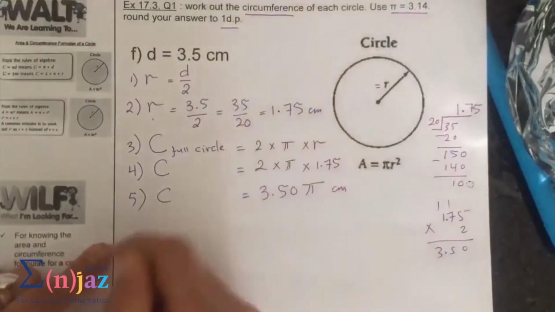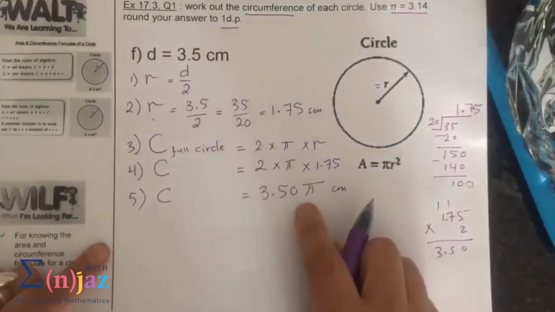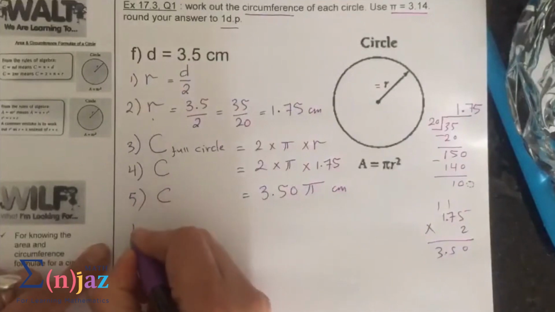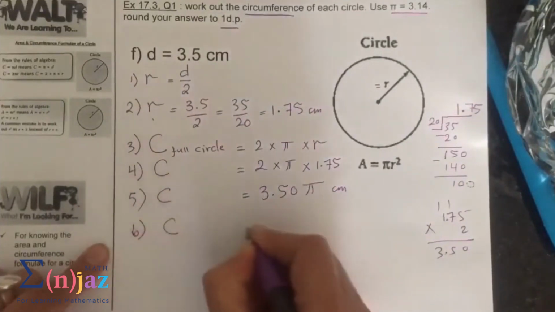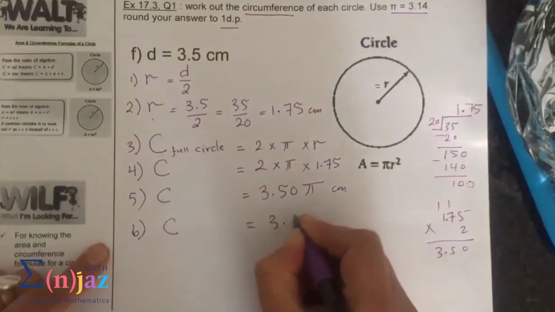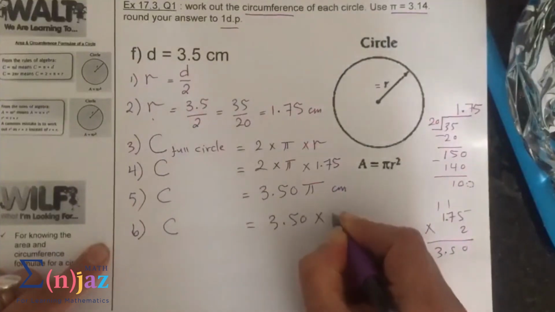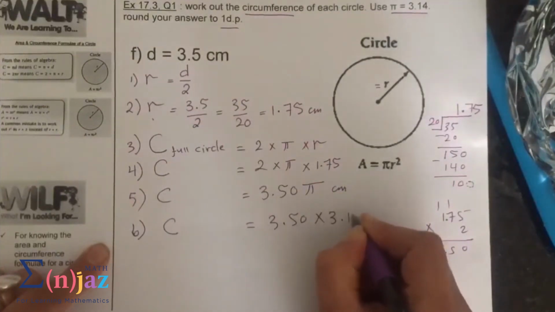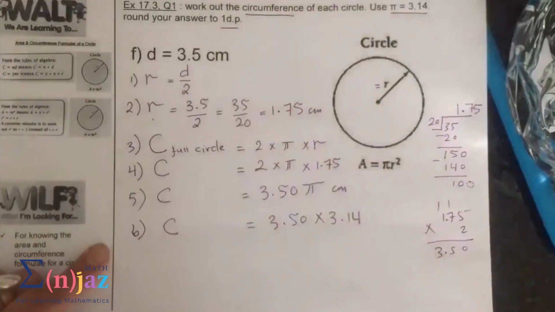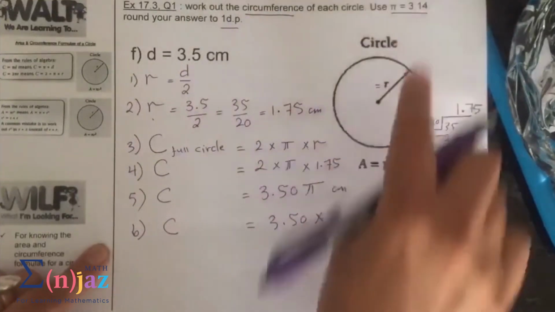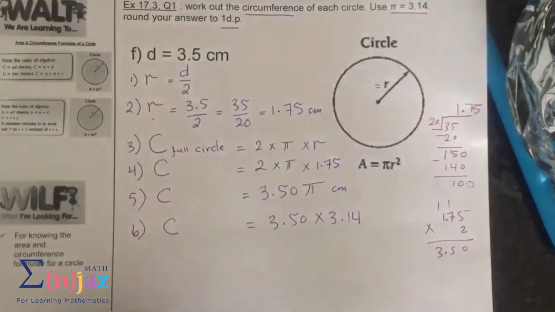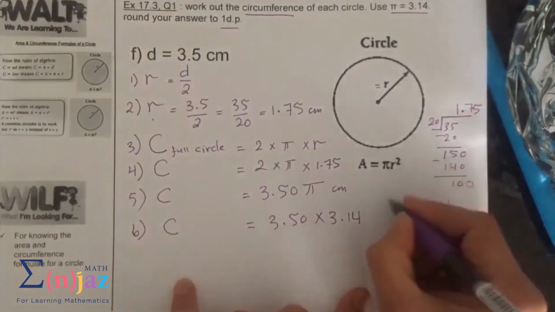This is the length of the arc. Now, this is the answer in terms of pi. So step number 6, C is 3.50 times 3.14, which is the pi. I'm going to replace the pi with 3.14, and then I'm going to multiply here.